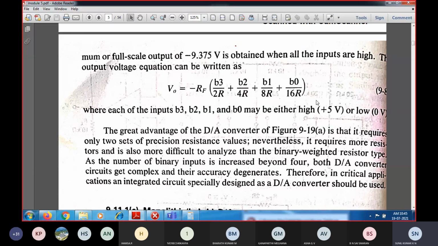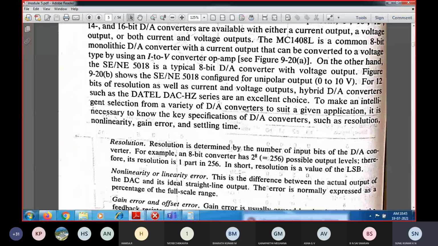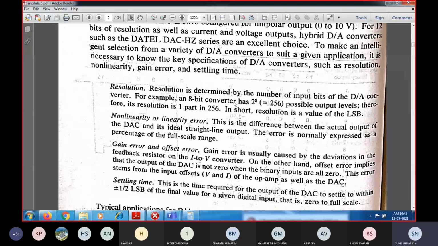So that is nothing but a linearity error. It is the difference between the actual output of the DAC with respect to the ideal straight line output. Ideal straight line means predicted: based upon the equation, what should be the exact output you should get. But the actual output you have got shows the difference between those two. So that gives the linearity error.